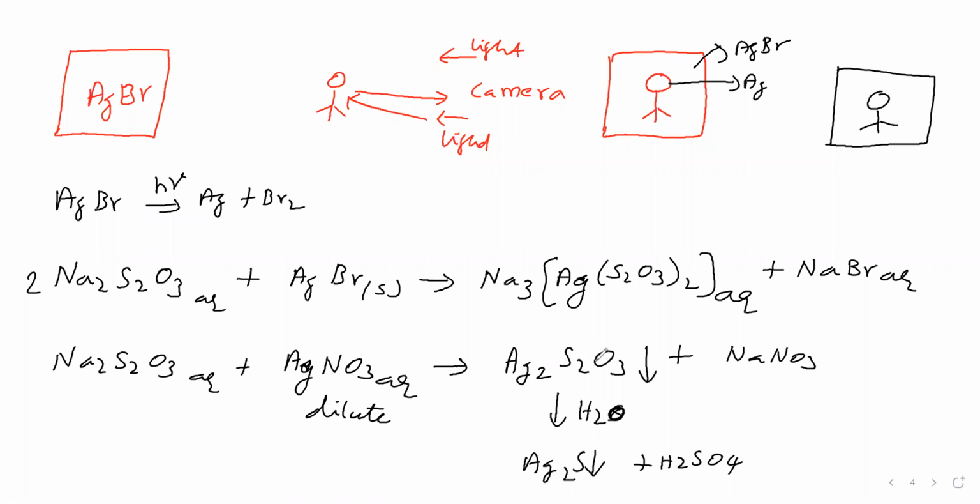So this thiosulfate with water, sulfur is replaced by oxygen. Therefore, sulfuric acid. That sulfur becomes sulfide, Ag2S, silver sulfide. Okay. Next chemical reaction we'll see.